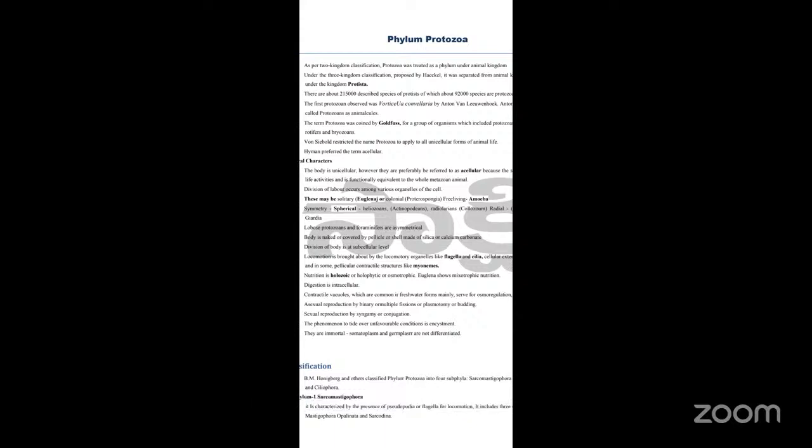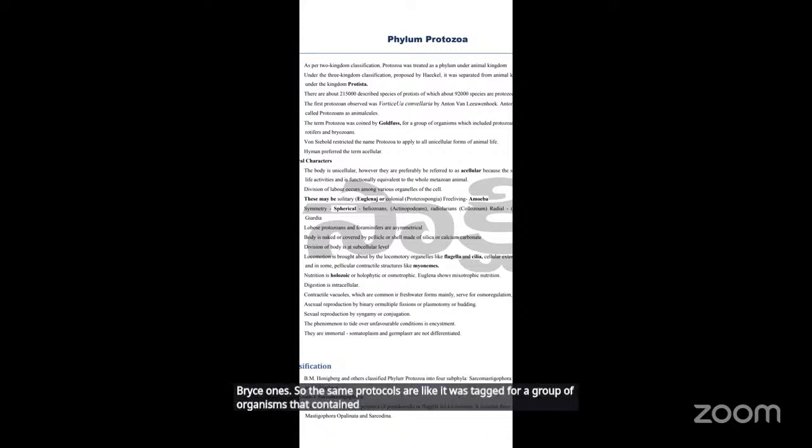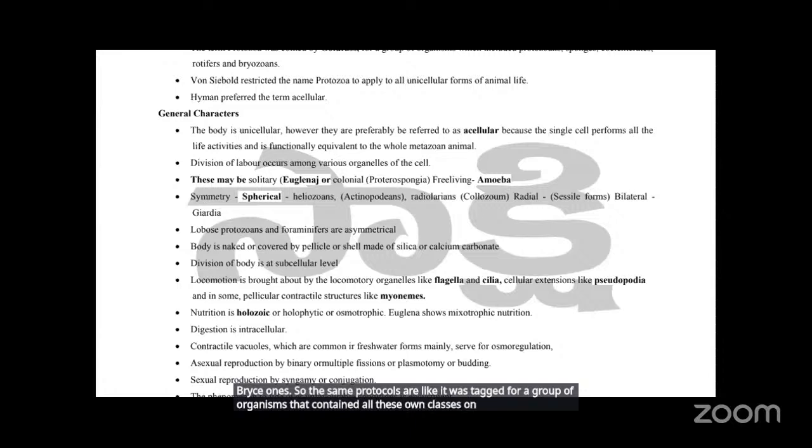The term itself, Protozoa, was coined by Goldfuss. And they included protozoan sponges, coelenterates, rotifers, and bryozoans. So the term protozoa was tagged for a group of organisms that contained all these classes on their own: protozoans, sponges, coelenterates, rotifers, and bryozoans.